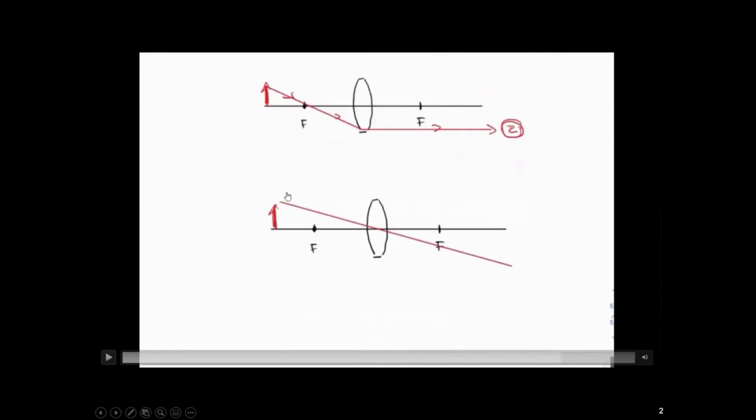And the ray which is incident right at the center, pointing towards the center of the lens, is going to go through unrefracted.